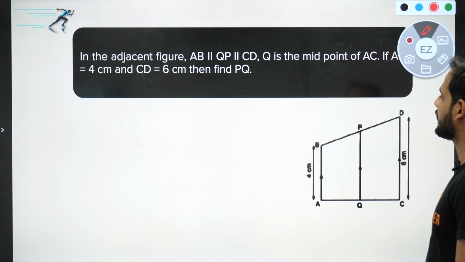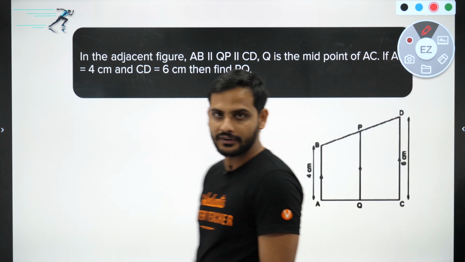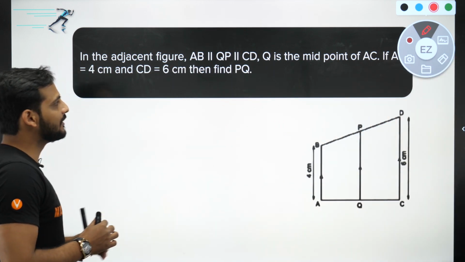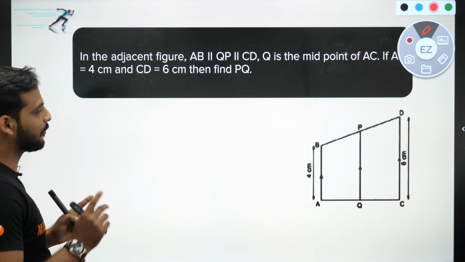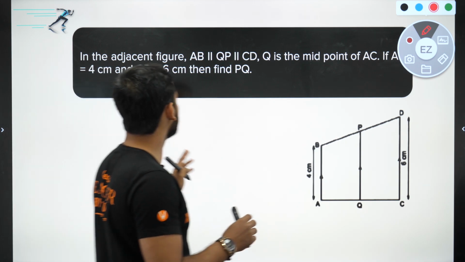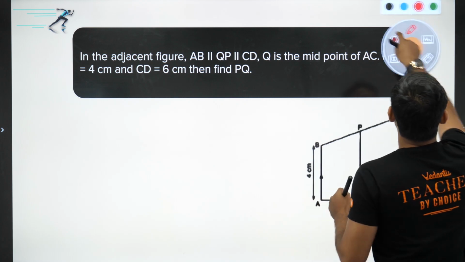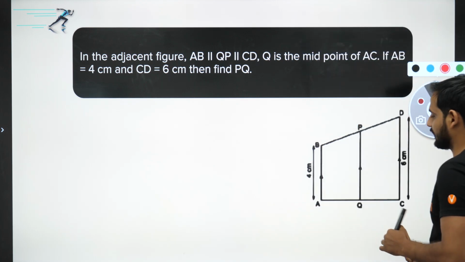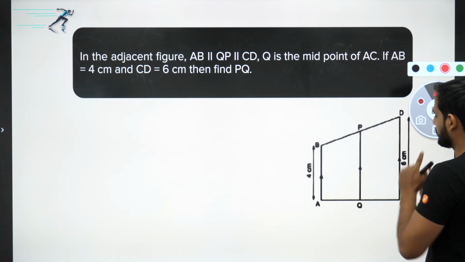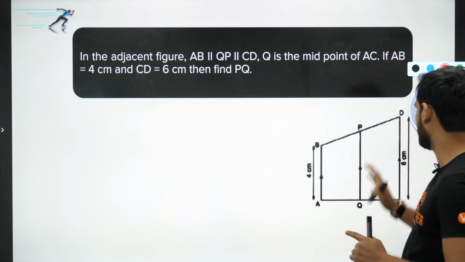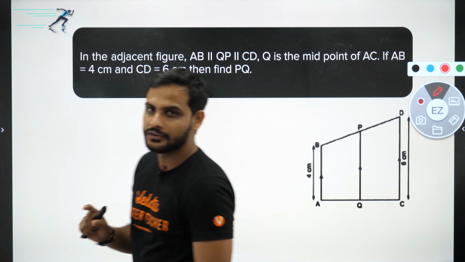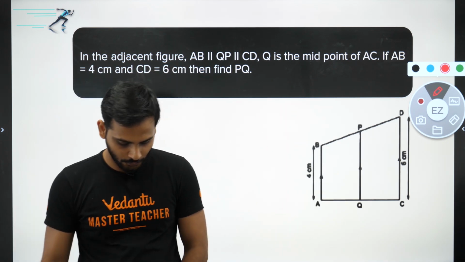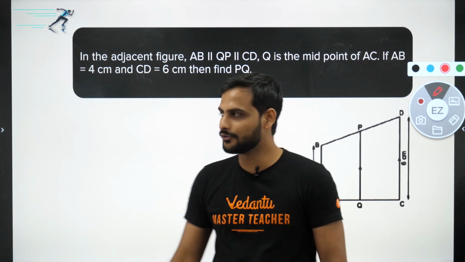In the adjacent figure, AB is parallel to QP is parallel to CD. Q is the midpoint of AC, and they have shown that AB is 4 centimeter and CD is 6 centimeter. Then find the length of PQ. Okay, chalo. Let me give you this question for your homework.